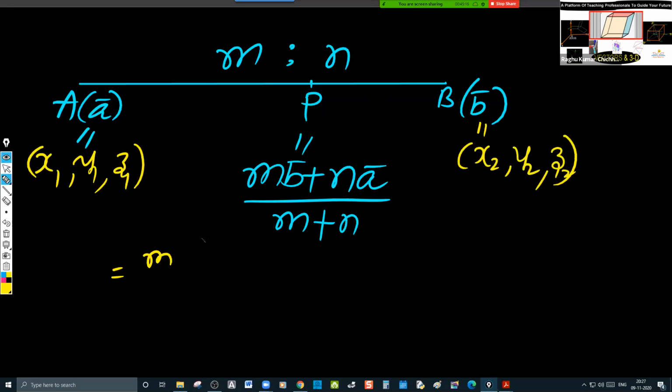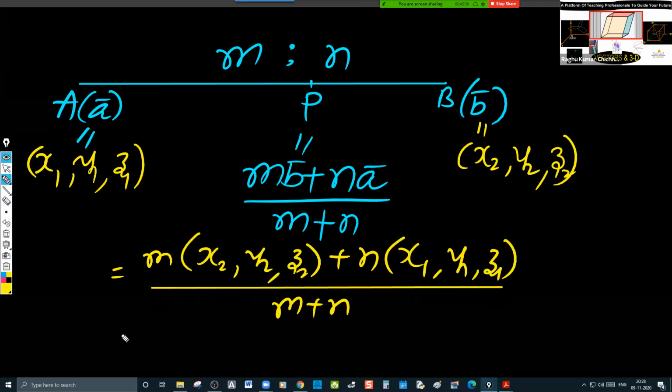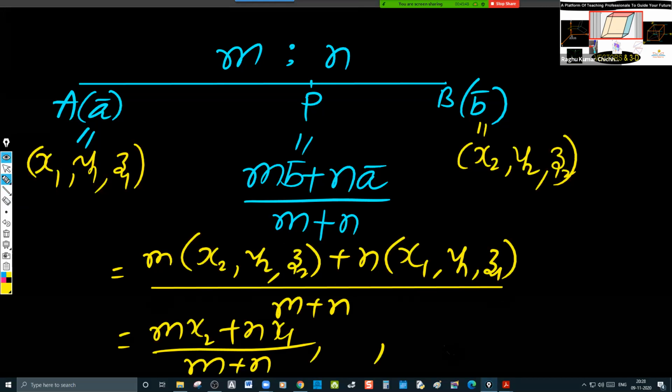That is why I'm explaining this to you. B bar is x2, y2, z2 and A bar is x1, y1, z1, whole divided by m plus n. So when you separate the x coordinate, you get mx2 plus nx1 by m plus n, and so on for the y coordinate and z coordinate. That's it. This is the conversion you have to understand from vectors to 3D. If you understand like that, it will be more comfortable.